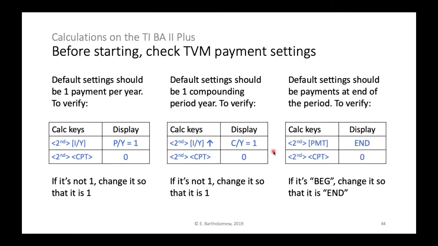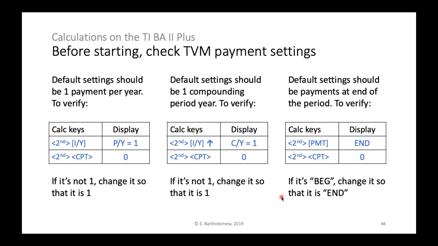And then finally, we want to verify that the payments are all being treated as coming at the end of the period rather than the beginning of the period. And again, this is the default setting. To verify that, hit second payment. You should see END displayed, and then hit second CPT to quit.